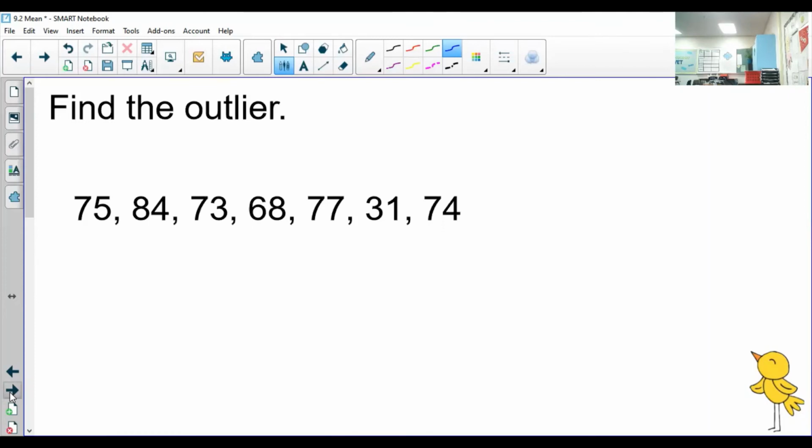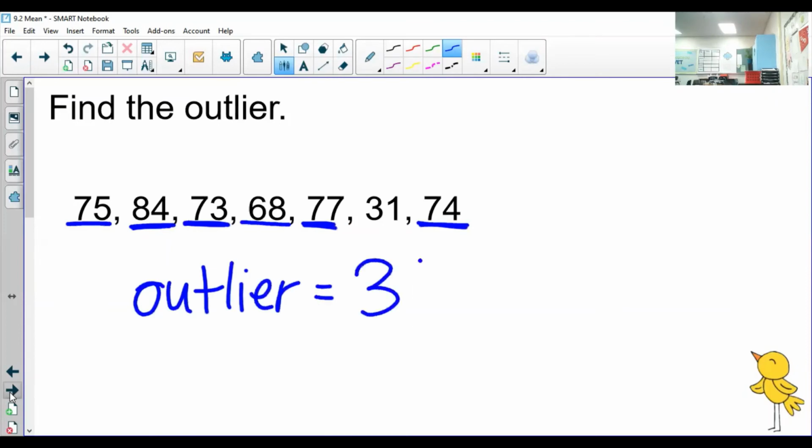So I'm just going to start. I see a bunch of numbers in the 70s. So I'm going to underline those in blue because I know that's going to be our base. I've got numbers in the 70s. I've got a 77 and an 84. Those are pretty close together. And my 73 and 68 are pretty close together. Does 31 match any of the rest of the numbers? No. Okay, so we would say the outlier of this data is 31.